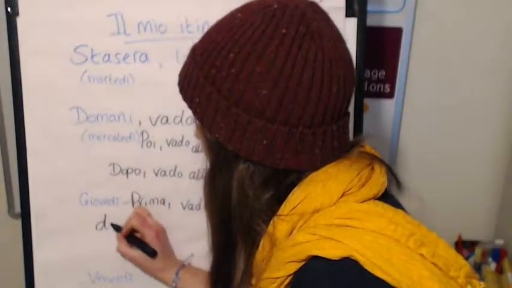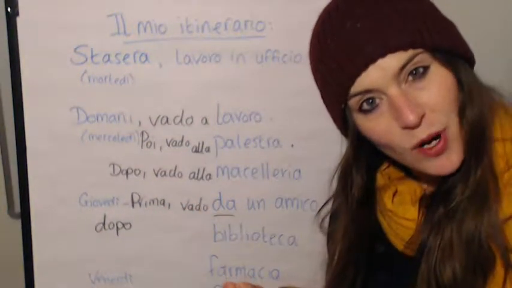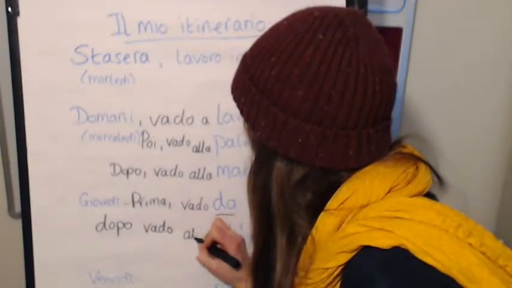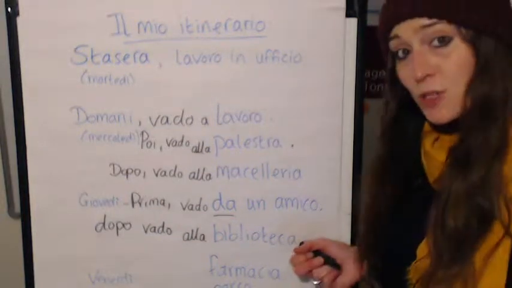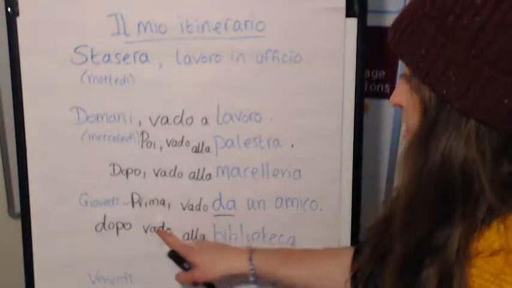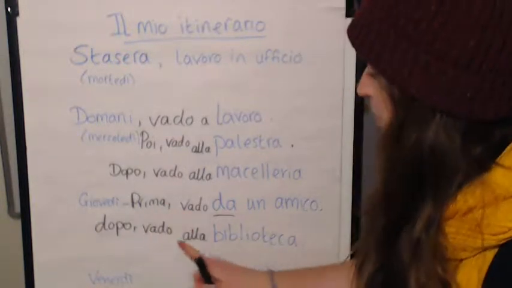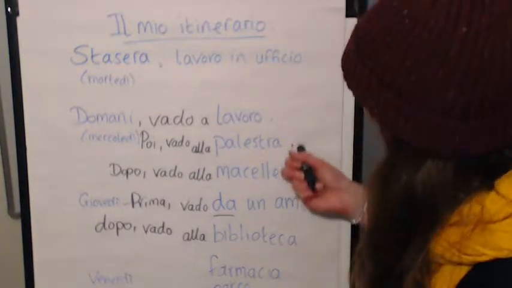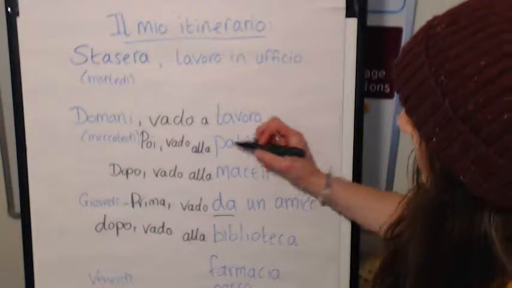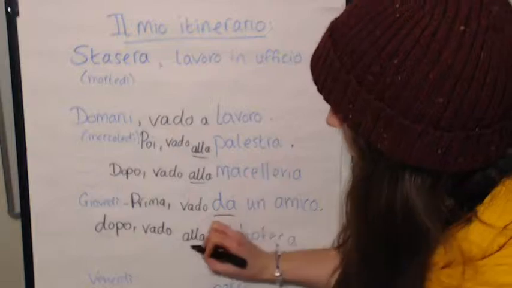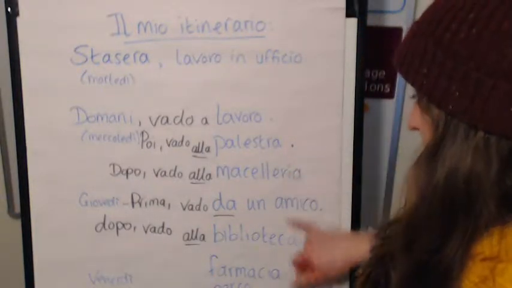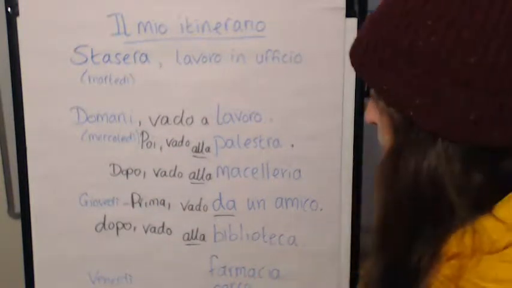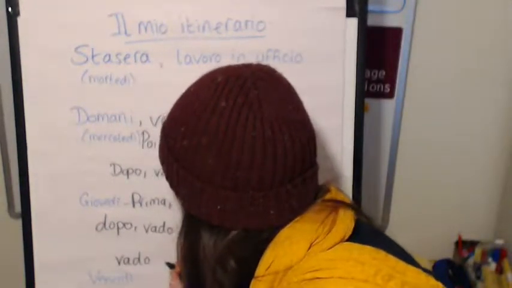Dopo, so afterwards, dove vado? Where am I going? Vado, I'm going alla biblioteca. Anche questo è vero. This is true too. Dopo vado alla biblioteca. So afterwards I'm going to the library. Okay, so these are places that we looked at in week 8. So now I'm deliberately putting in these alla, alla, alla. So in fact most of these ones here, if I was saying I'm going to the pharmacy, for example, I would also say vado alla.